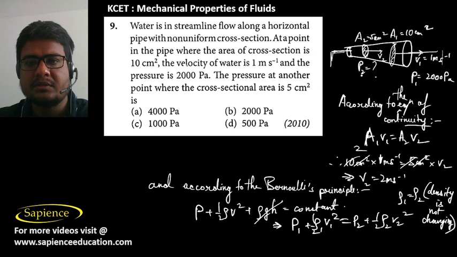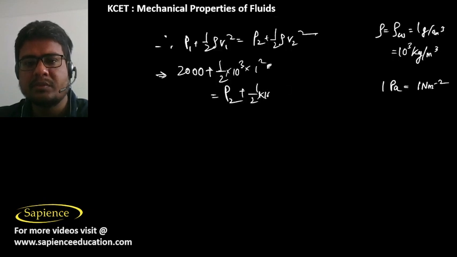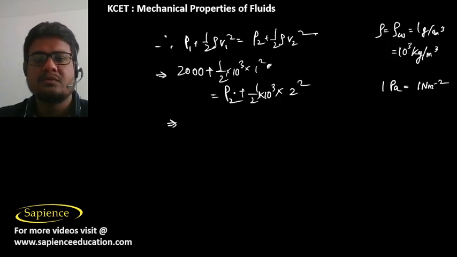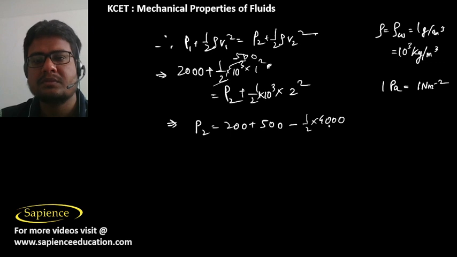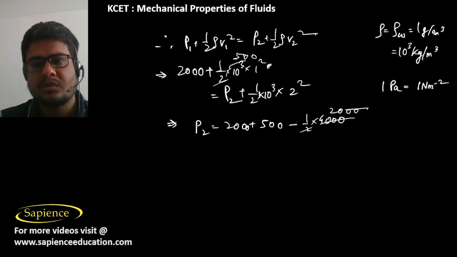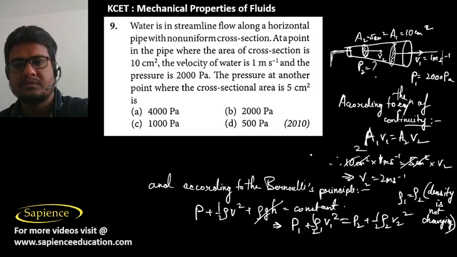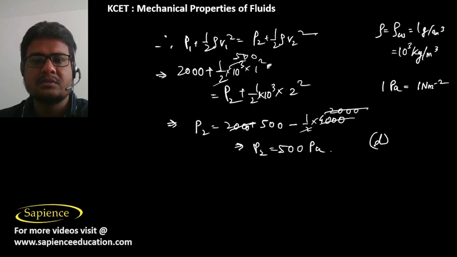P2 we have to find here, plus half rho, that is 10 power 3, into V2 square. V2 is 2, so 2 square. Therefore P2 will be equal to 2000 plus 500, 2 into 500 is 1000, so 500, minus half into 4000, that is 2000. So 2000 and 2000 will cancel. So P2 will be equal to 500 Pascal. So option D is the correct answer.